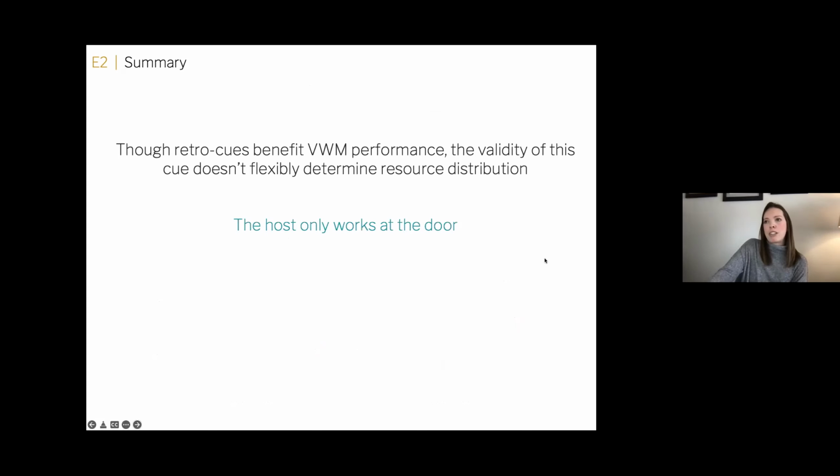And to bring this back to our bouncer analogy, though attention does seem to be both the bouncer and the host to this visual working memory nightclub, the host really seems to only work at the door. So that resource distribution happens at encoding, it happens at the door, not retroactively once the guests are already inside.